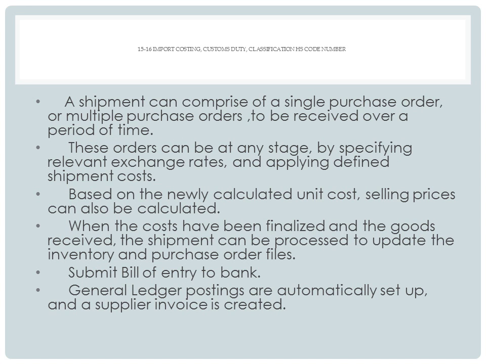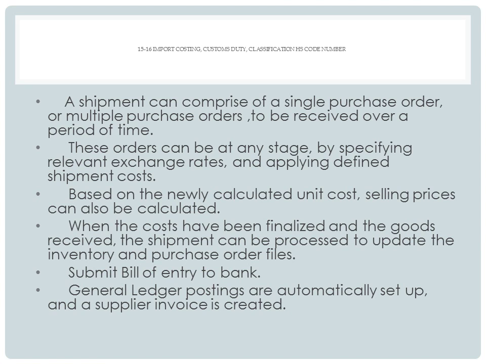A shipment can comprise a single purchase order or multiple purchase orders to be received over a period of time. These orders can be at any stage, by specifying relevant exchange rates and applying defined shipment costs. Based on the newly calculated unit cost, selling prices can also be calculated. When the costs have been finalized and the goods received, the shipment can be processed to update the inventory and purchase order files.